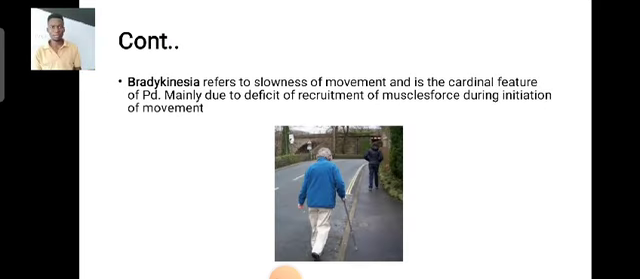Let's talk about bradykinesia. Kinesia, as we know, is movement. You can see that the old man is walking; that is movement. When the movement is slow, that is bradykinesia. The slowness of movement is one of the cardinal features of PD.